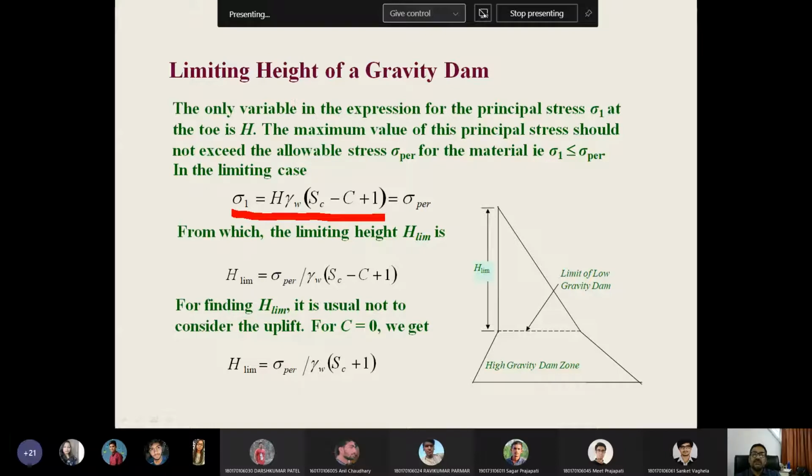The only variable in the expression for principal stress sigma 1 at the top is H. This is the only variable. Otherwise, this allowable stress is constant, this is constant, this is constant, and this is also constant. So the only variable in the expression for principal stress sigma 1 at the toe is H. The maximum value of this principal stress should not exceed the allowable stress sigma permissible for the material.